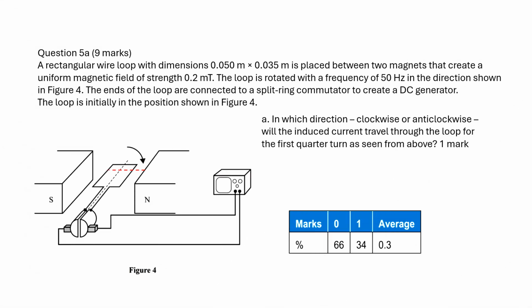When the coil is rotated, the magnetic flux increases. To fight against this increase, the current in the coil should produce the opposite magnetic field. Using right-hand rules, we find the direction of current is anticlockwise.